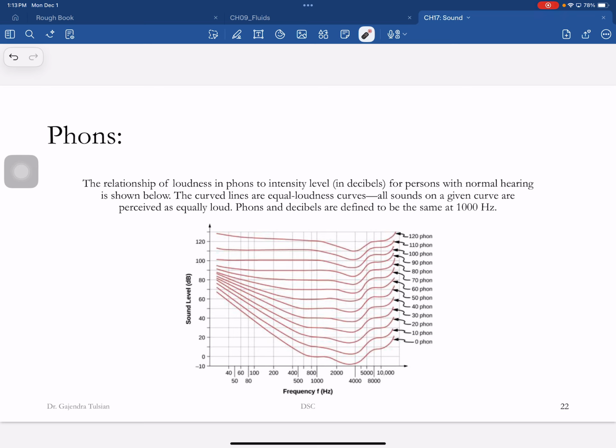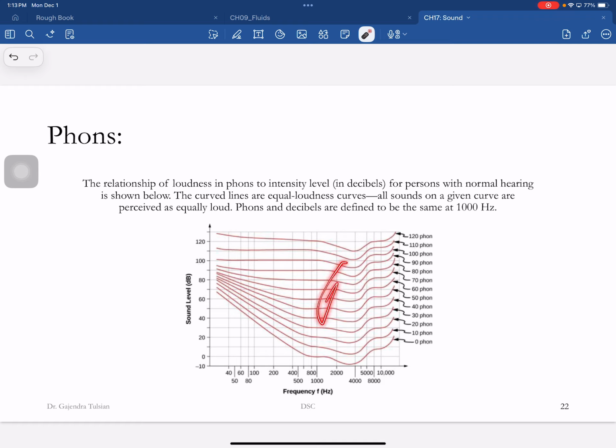The relationship of loudness in phons to intensity level in decibels, which an instrument detects, is shown below. The curves are equal loudness curves. So you're listening to all of these, and all of this sounds equally loud to you. What this graph is saying is that at 4,000 hertz, 110 decibels sounds the same loudness as 120 decibels at 1,000 hertz. That's what that's saying.